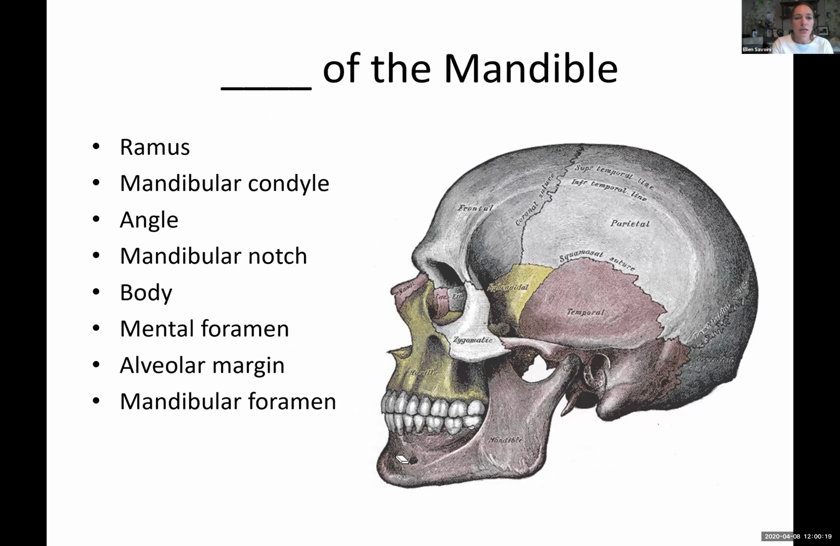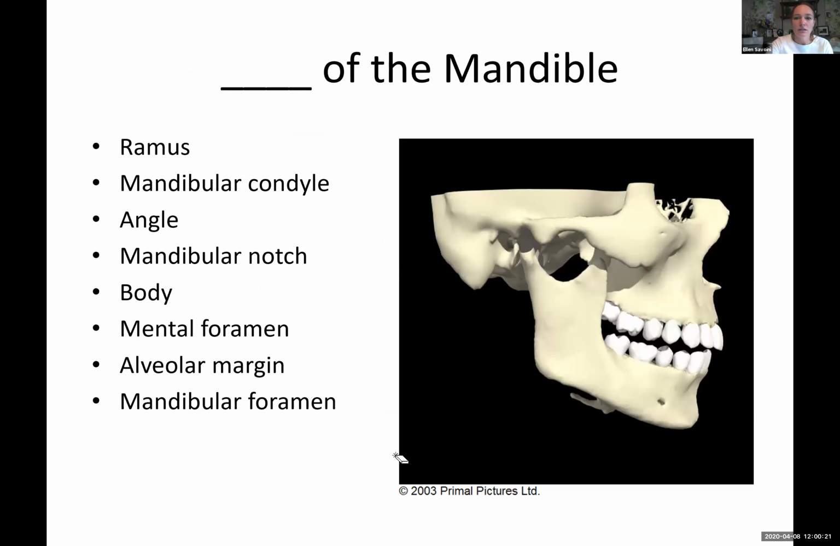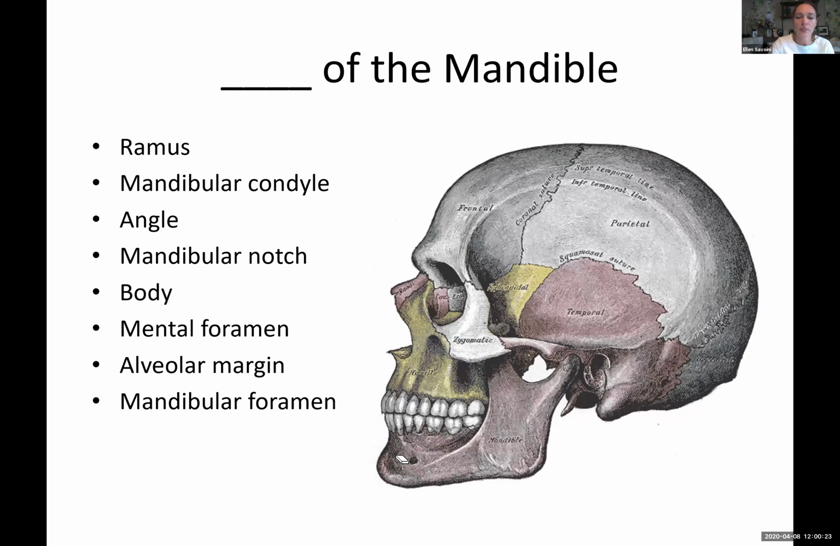So on here, do I have it? Yeah, and this is, okay. I wasn't sure if I had numbered. So of the mandible, we don't have to do right or left because there's only one of them. That makes life easier on that part at least. So the ramus is this part that's right up here. This is the ramus.